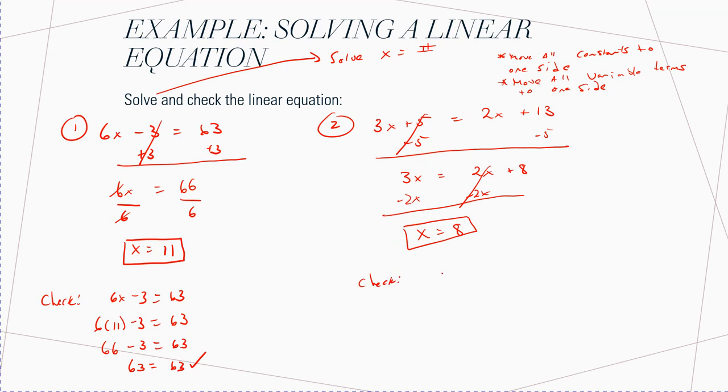Okay, let's take 8 and plug it in. 3 times 8 plus 5 is equal to 2 times 8 plus 13. So 24 plus 5 is equal to 16 plus 13. Does 29 equal 29? Yes. Yes, we solved it perfectly. It checked out. It works.